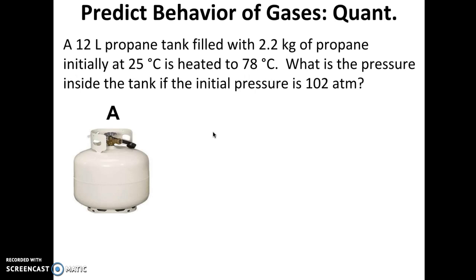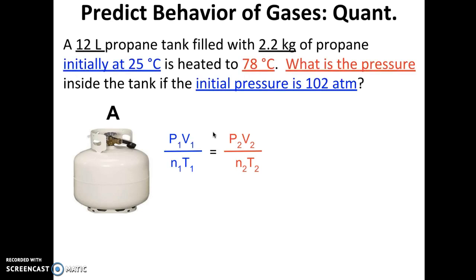Okay, so it says a 2-liter propane tank filled with 2.2 kilograms of propane, initially at 25 degrees Celsius, heated to 78 degrees Celsius. What is the pressure inside the tank if the initial pressure is 102 atmospheres? So these are key pieces of information that you probably underlined. And then I went ahead and color coded things that are super important. You notice that it's telling you the initial temperature and initial pressure, and then it's heated, so there's a final temperature and a final pressure. So that means that these are the ones that are really important because these are the things that are changing. The volume and the mass aren't changing, so we're just going to ignore them.